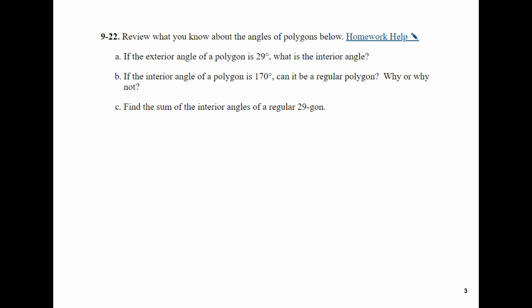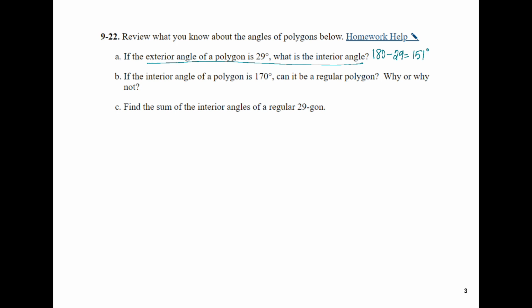Nine 22 says review what you know about the angles of a polygon below. If the exterior angle of a polygon is 29 degrees, what is the interior angle? Well, the exterior angle plus the interior angle of a polygon is equal to 180 degrees. So if we take 180 degrees and subtract 29 degrees out, we get the interior angle of our polygon is equal to 151 degrees.